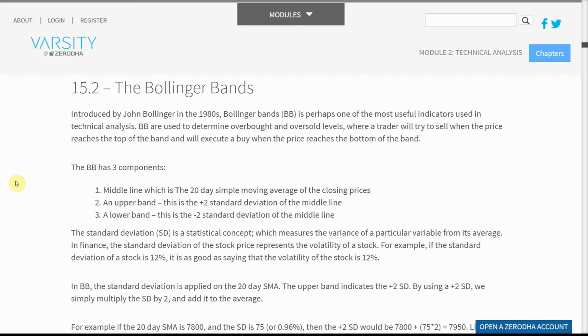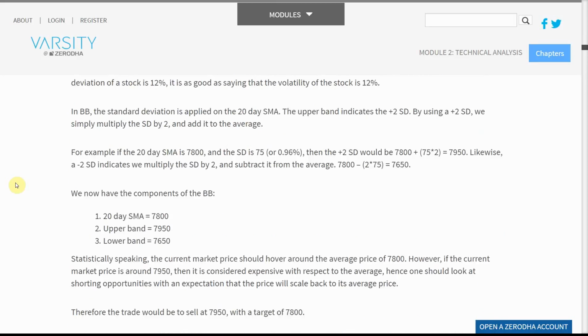The upper band indicates the +2 SD. By using a +2 SD, we simply multiply the SD by 2 and add it to the average. For example, if the 20-day SMA is 7,800 and the SD is 75 or 0.96%, then the +2 SD would be 7,800 plus 75 asterisk 2 equals 7,950. Likewise, a -2 SD indicates we multiply the SD by 2 and subtract it from the average. 7,800 minus 2 asterisk 75 equals 7,650.